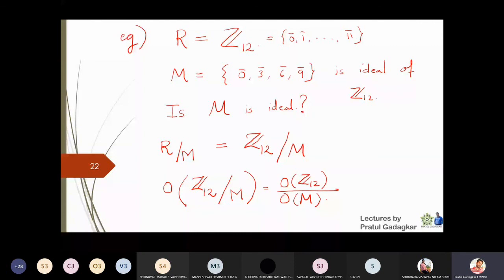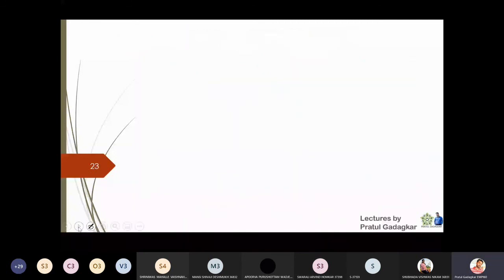So this means that the order of Z12 by M is 3. So Z12 by M contains 3 elements, right? And do we know a group or a ring which contains 3 elements? We know that that set is Z3. So this means that Z12 by M is isomorphic to Z3.